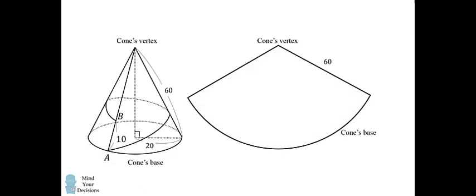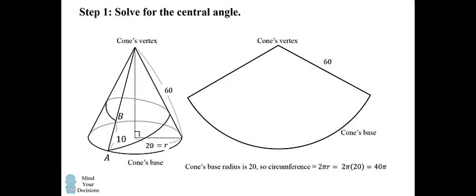So now, how can we use this information to continue to solve the problem? Well, the first step is we're going to solve for the central angle of this circular arc. The radius of the cone's base is 20. That means its circumference is 2 pi r, which is 2 pi times 20, which is 40 pi. So that's the length of the circular arc. Now we know the radius of the circular arc is 60. This is capital R, or the slant height of the cone.